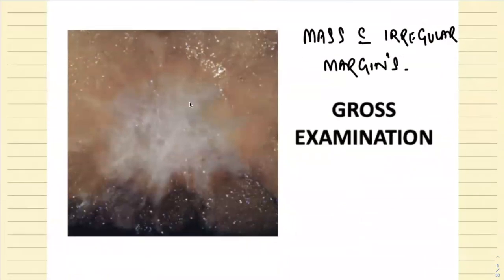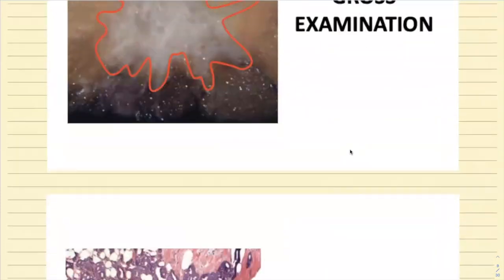Okay. So this is the gross image, as we can appreciate. There is a tumor mass with irregular borders. And it is quite dull. It is not shiny, not shiny like the radial scar. So grossly, you have a mass with irregular margins, which is dull white in color.